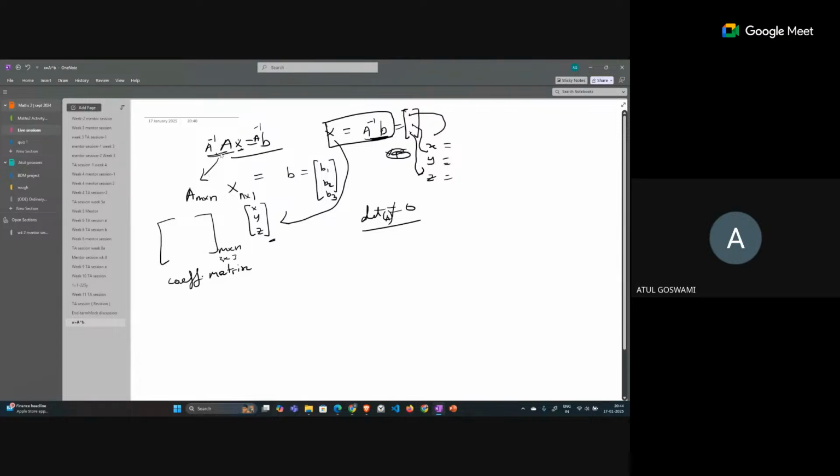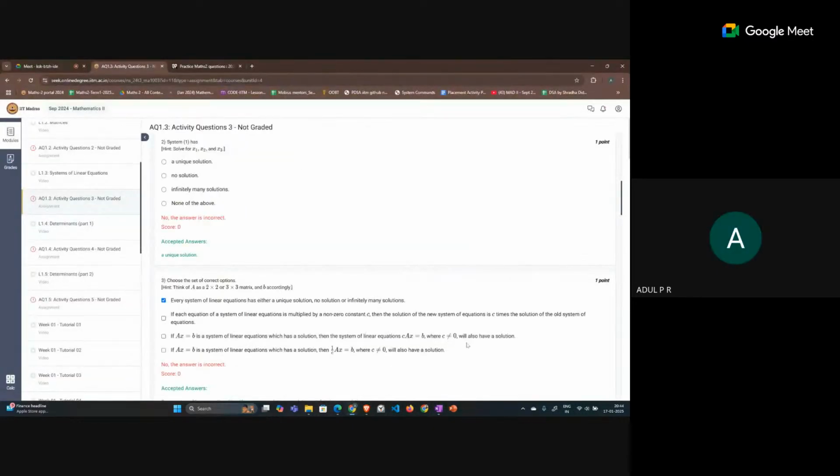Is that clear? When we multiply each equation by C, then B is also multiplied by C. So in that case, what will happen? We can cancel out C from both sides, and the solution will be unchanged. But it is saying it is changed, that it will be C times the solution of the old system. So it is not true.